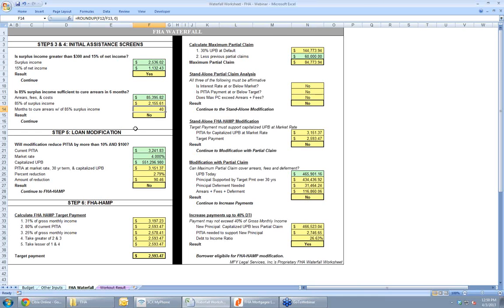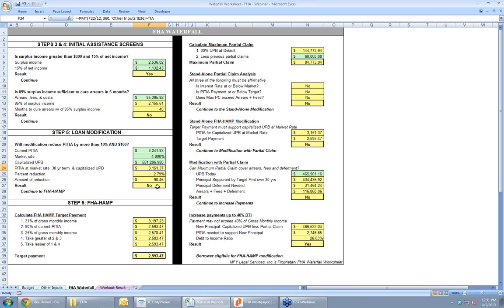And what you do here, like a lot of the other standard loan modifications, and like Tier 2, is basically capitalize the UPB. You're setting this now at a market interest rate. That's all based on the previous information that we've already entered. And now you look at what would be the monthly mortgage payment, the PITI payment, for this modified mortgage. In this case, it's $3,151.